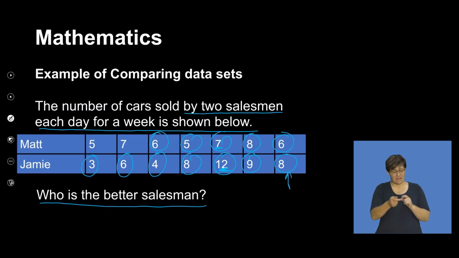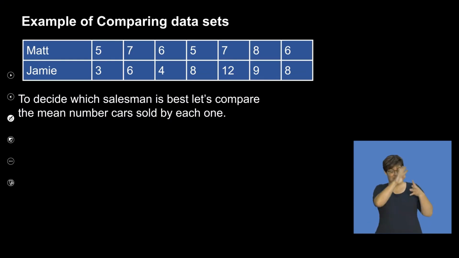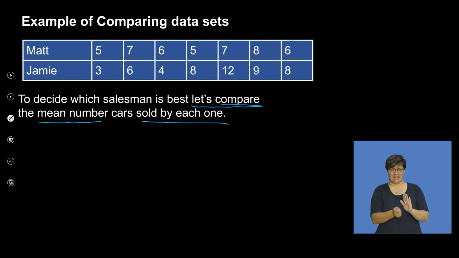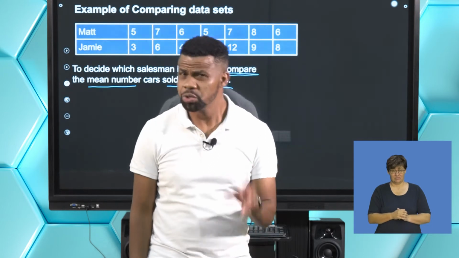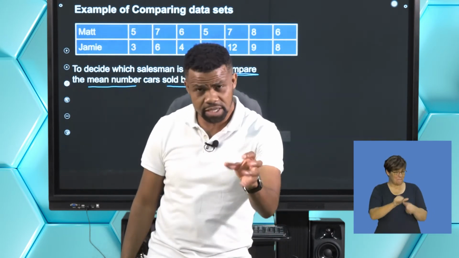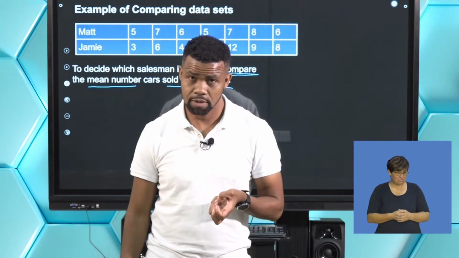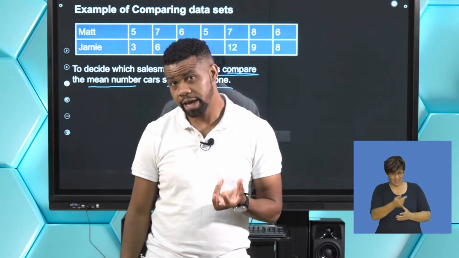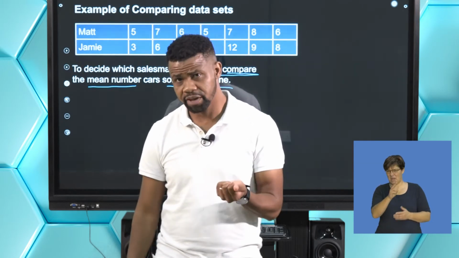Okay. So who's a better salesman? Let's look at that. We have the table there for all the cars. Remember, these are the sales of the cars each day. To decide which salesman is best, let's compare the mean cars sold each day. So let's calculate the average. The mean is the average. Do you think the highest average is a better salesman? Let's see both means.